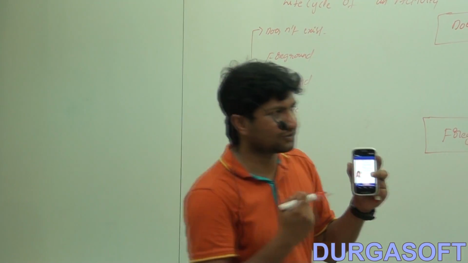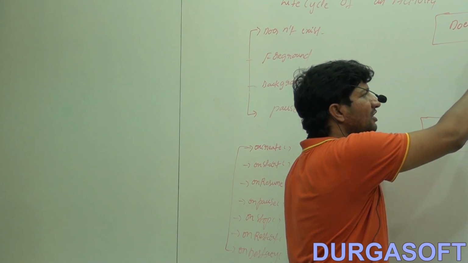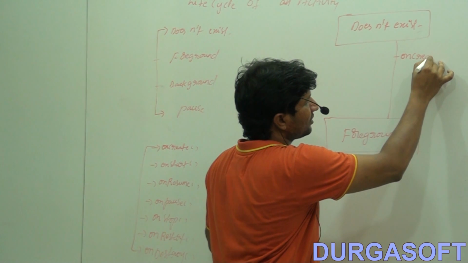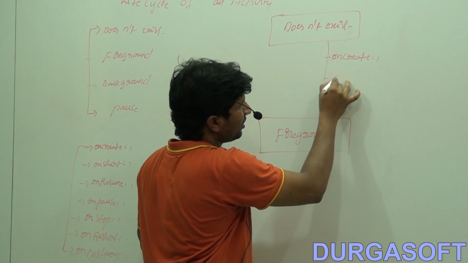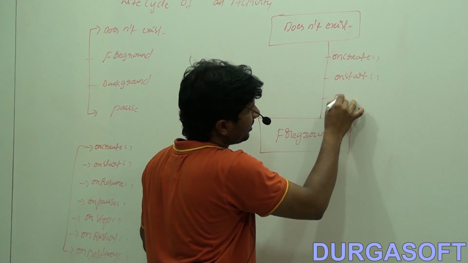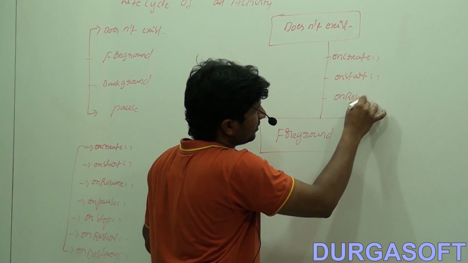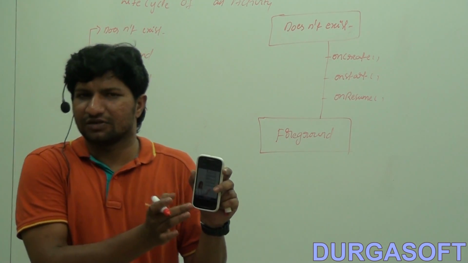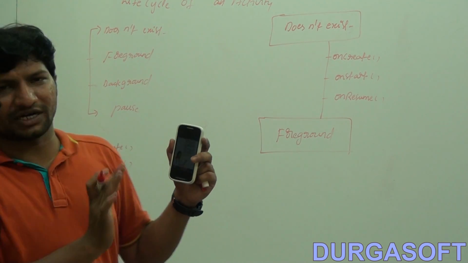An activity comes from the does not exist state to the foreground state by calling three methods. The three methods are onCreate, onStart, and onResume. These are the three major methods which are invoked to start an activity.